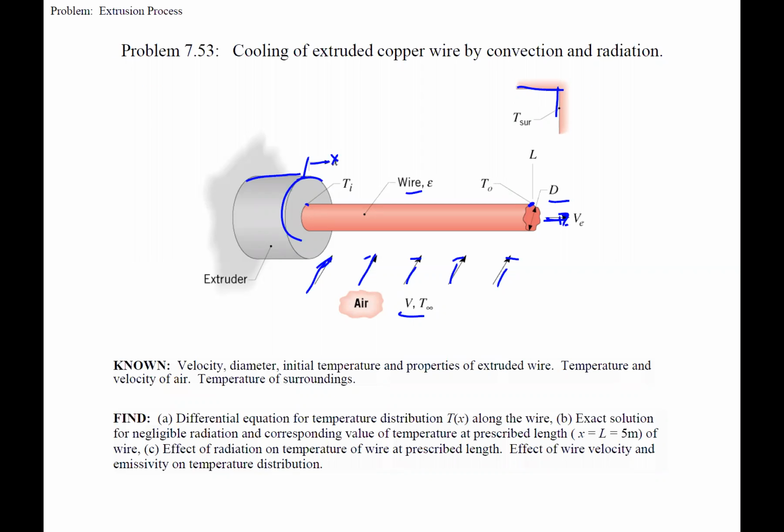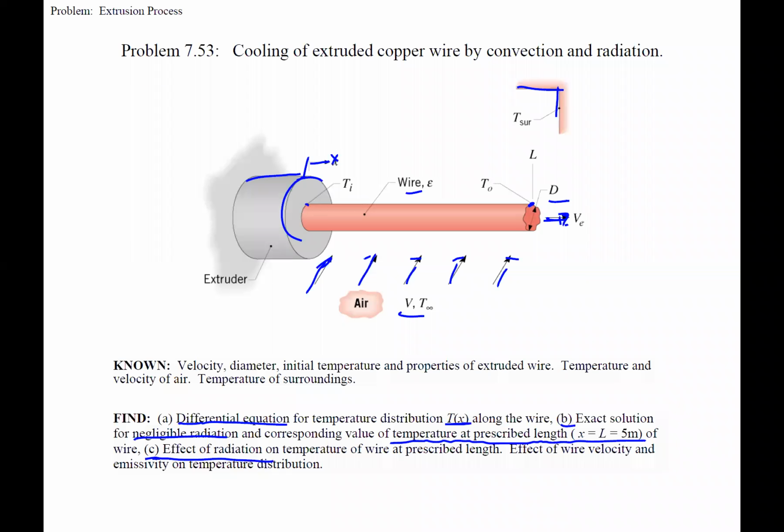All right, so part A is a differential equation, temperature distribution, T as a function of x. Part B is now for negligible radiation. We're solving that equation at 5 meters. So first we're creating the equation, then we're solving it at 5 meters. Then part C is more of exploring things, because we neglected radiation.